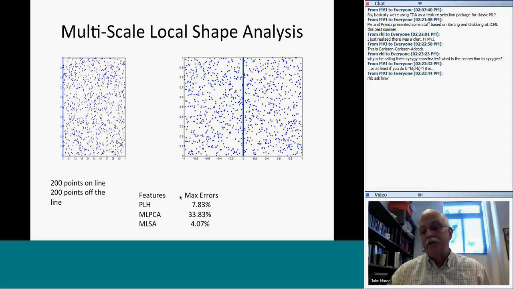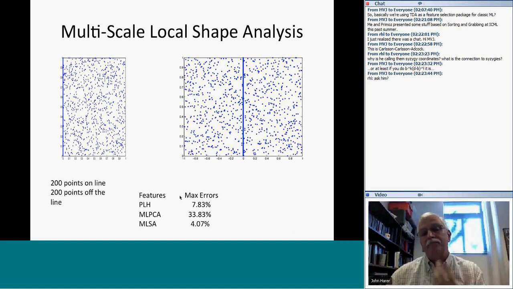On the right-hand side, however, you should have a circle, so you expect that PLH would be good for that, and that's pretty well, 7.83%. PCA itself, remember one of the first things PCA does is it mean centers the data set, so it's actually to avoid just pointing towards the mean from whatever point you take.